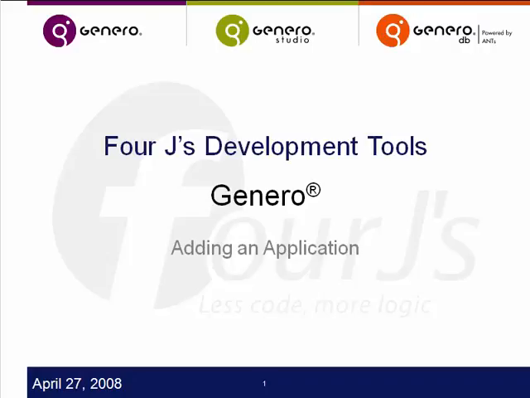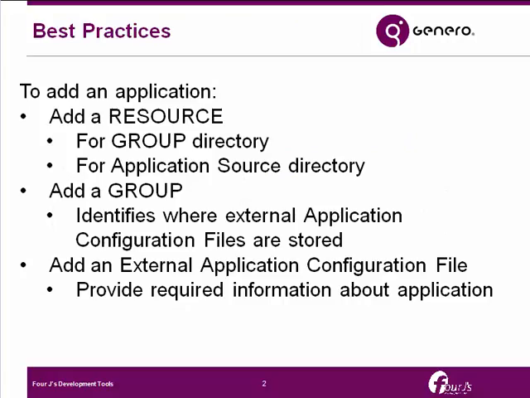In this lesson, I am going to discuss the best practice recommendation for adding the configuration information necessary for delivering an application with the Genero web client. Ultimately, this means adding resources for the directories containing the application configuration files and the application source files. Adding a group entry to provide the group name for the directory holding external application configuration files. And finally, creating an external application configuration file for each application you wish to launch using the Genero web client.